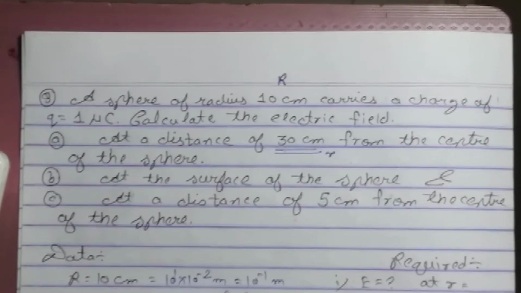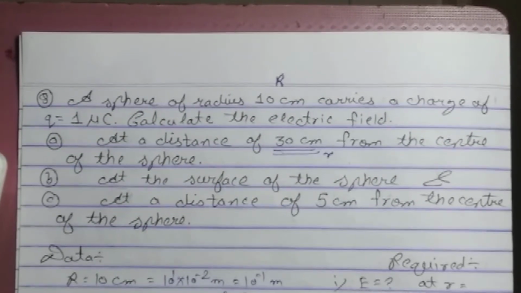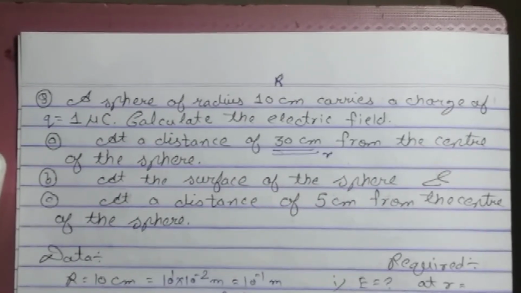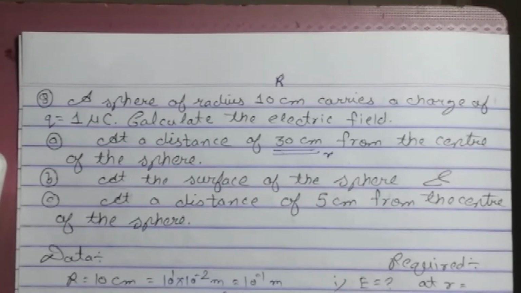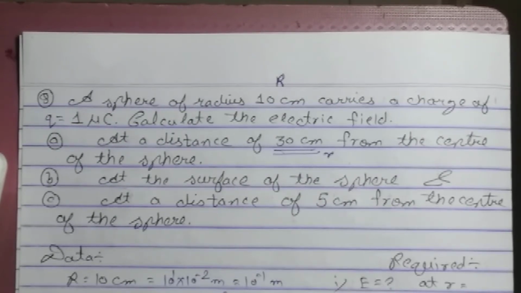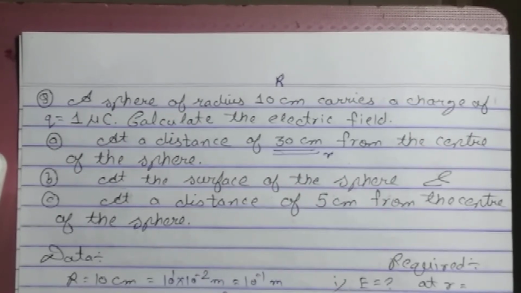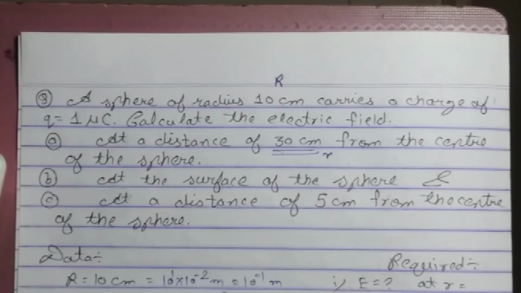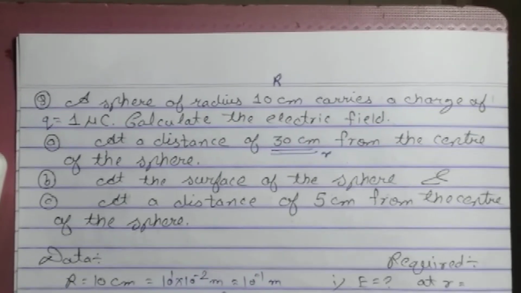Very good morning, students. In the last lecture, we derived the electric field intensity at a point outside the charged sphere. In this lecture, I am going to solve the numerical based on that particular derivation. Students, let us read the numerical first. Let me write the data and then we will try to solve the numerical.